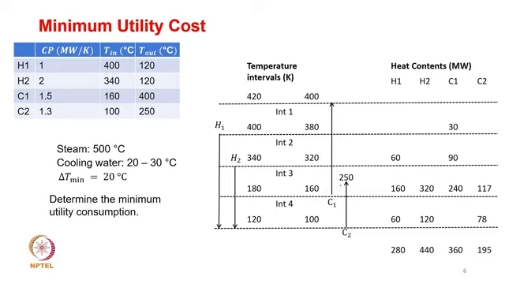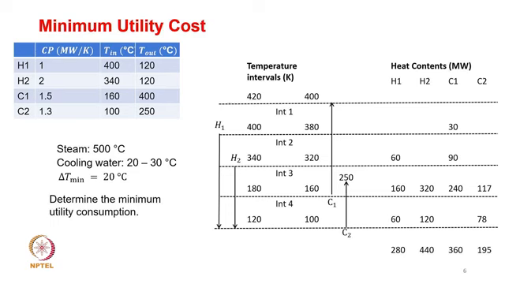Similar inferences hold for the cold streams as well. One comes in at 160 and goes out at 400, and the other comes in at 100 and goes out at 250. And this part of the table specifically talks about the heat contents.